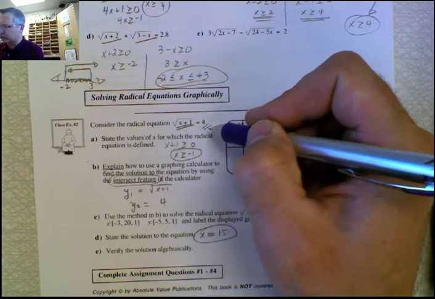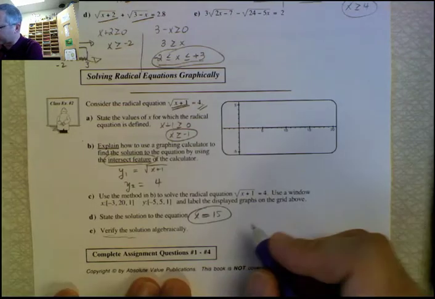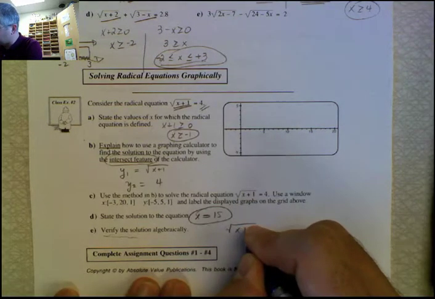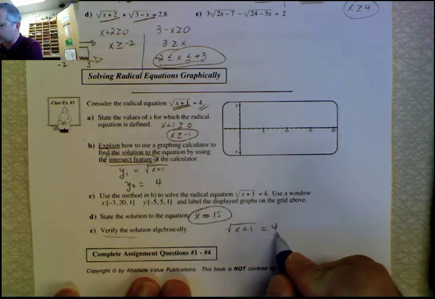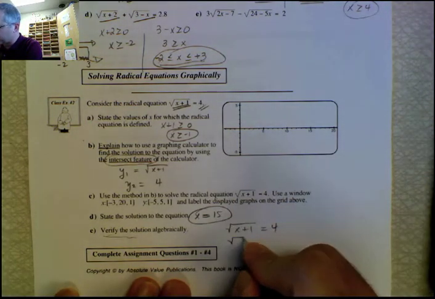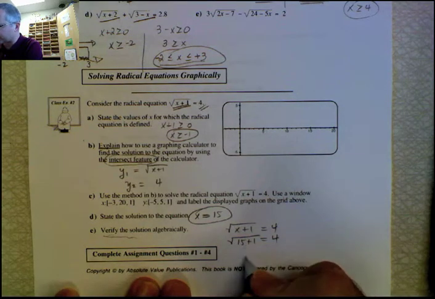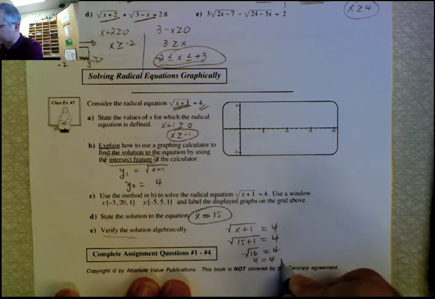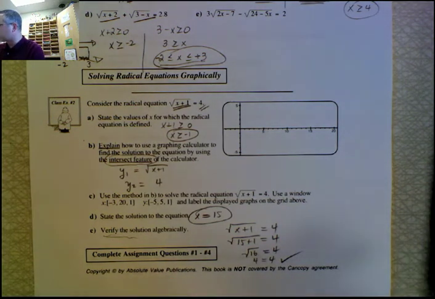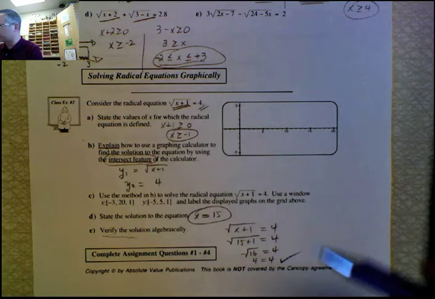make this equation true. And if we verify this, meaning we check it back in the original equation, the square root of x plus 1 equals 4. So if we put 15 in for x, 15 plus 1 is 16. And the square root of 16 is indeed 4. So when the left side equals the right side, we have verified it. We've confirmed that that's what the solution is.